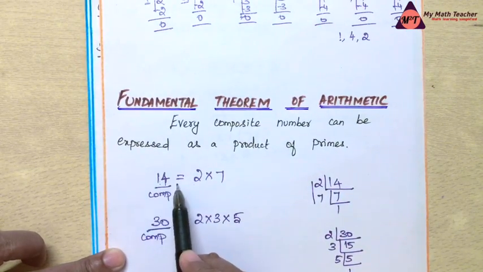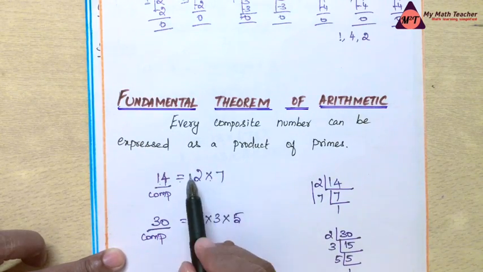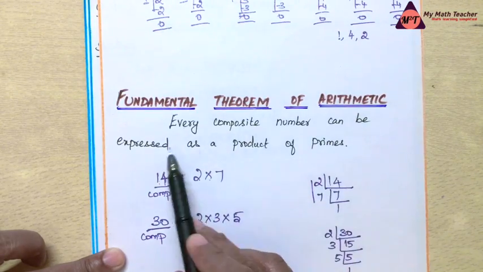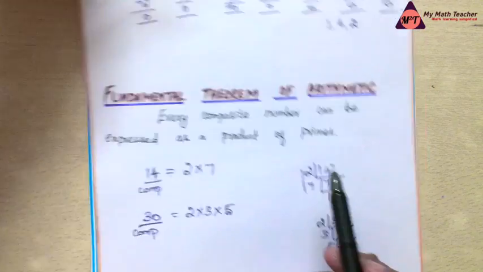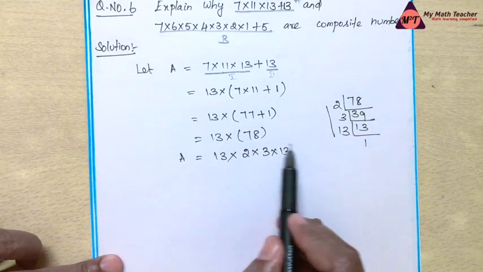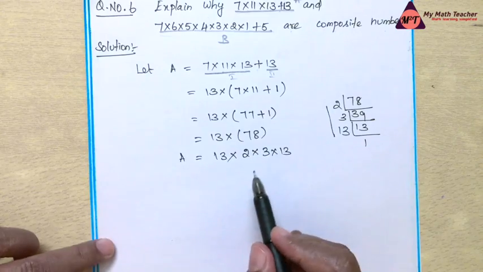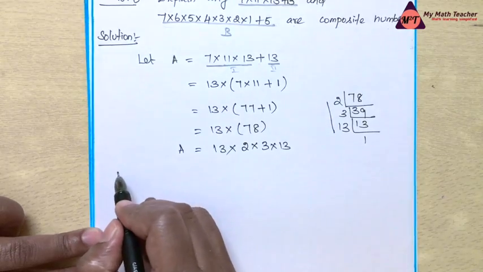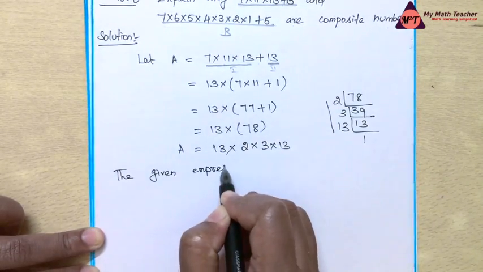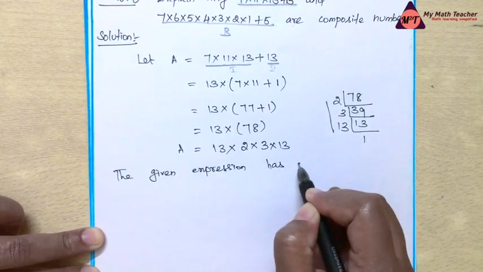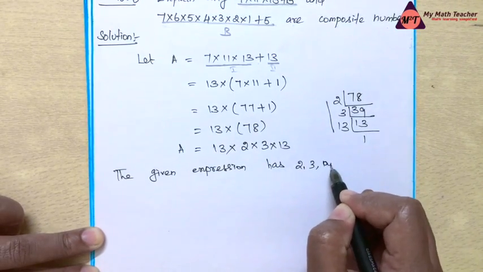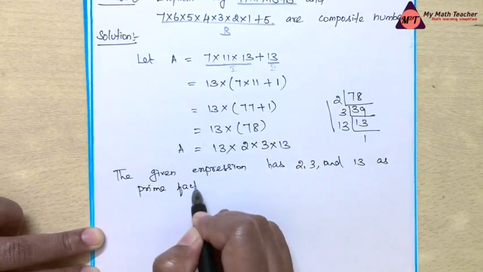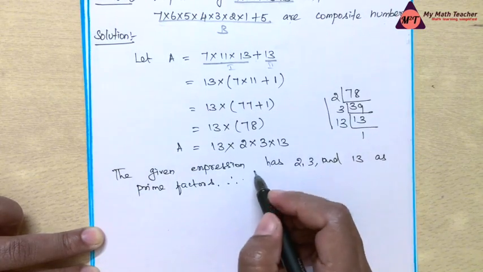For example, 14 can be expressed as 2 into 7. Both are prime numbers. So that is the theorem. Every composite number can be expressed as a product of primes. So same, all these numbers are a product of primes, so definitely it is a composite number. You can write like this: it has 2, 3 and 13 as prime factors. Therefore, it is a composite number.